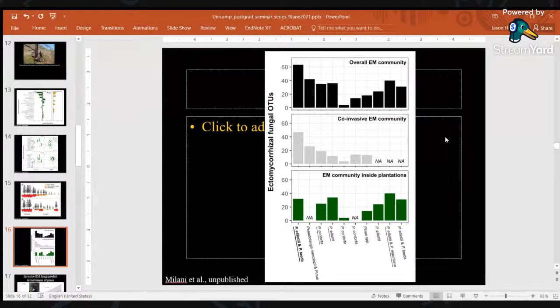The point I want to make here is that clearly emerging from this work and comparing it to others, composition and diversity of these invasive fungi is highly variable among sites. And while we do see dominance by Suillus and related taxa, there are a lot of other important species, and sometimes diversity can be quite high.